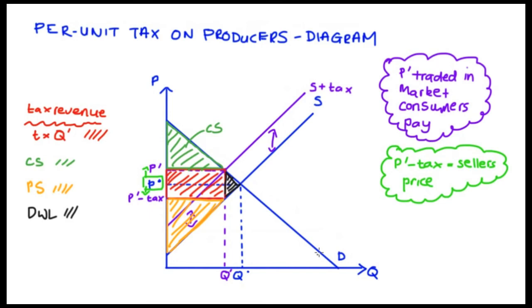Okay, that's good. So that's our diagram regarding placing a unit tax on producers.